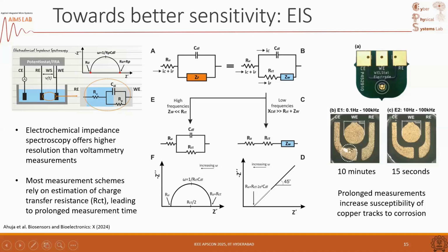And these PCBs have copper tracks under the gold, and there are pinhole defects in the gold. So the longer you keep your electrolyte on the PCB, the higher the chances of copper corroding, which you see here. So this affects the reliability of these electrodes.